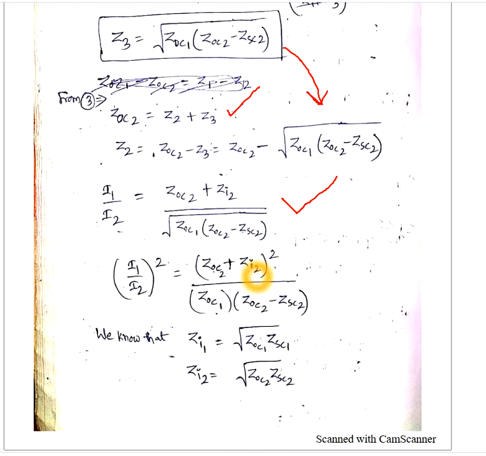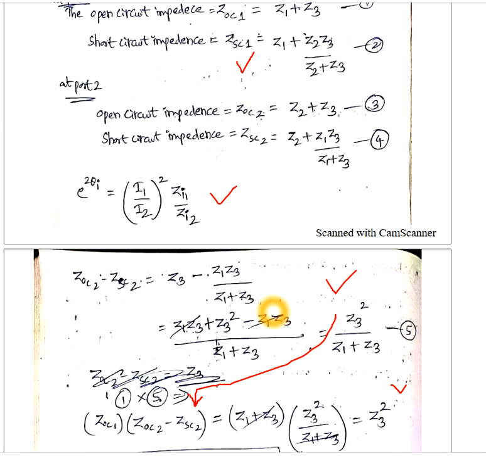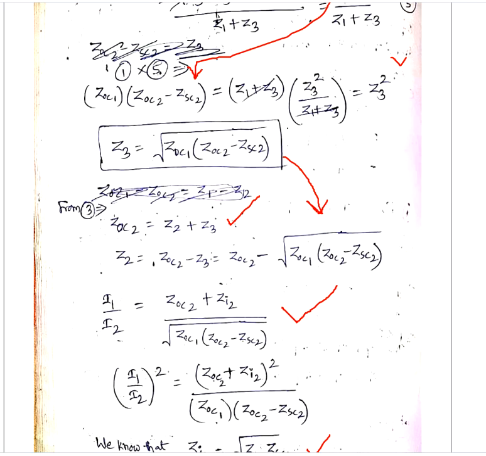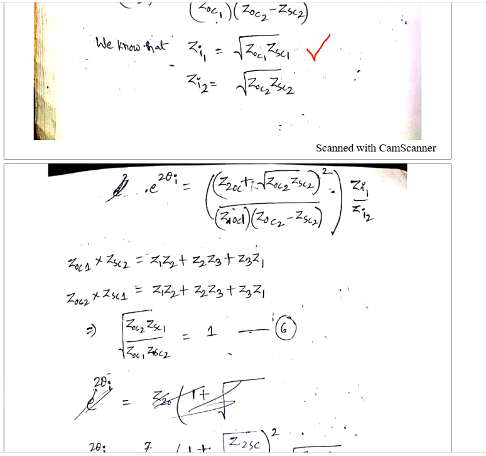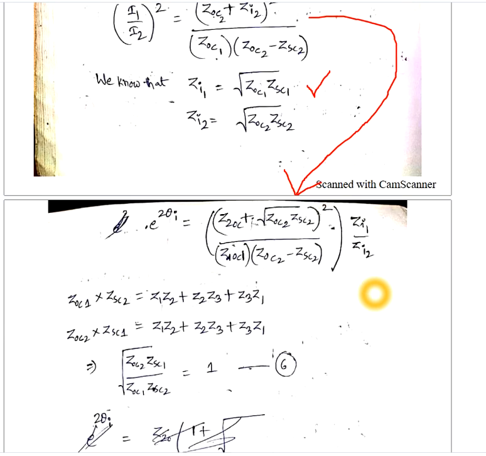Fine. Now I am going to square it, right? So I1 by I2 whole square, if I do it, it will be like Z2OC plus ZI2 whole square divided by this, under root will be cancelled. Now we already know that Zi1 and Zi2 are in terms of open circuit and short circuit impedances. Okay, so now I will be considering this equation, e power 2 theta I. So what is that? E power 2 theta I is equal to, so we have I1 by I2 whole square, so you get that from this I1 by I2 whole square and into Zi1 by Zi2, right?